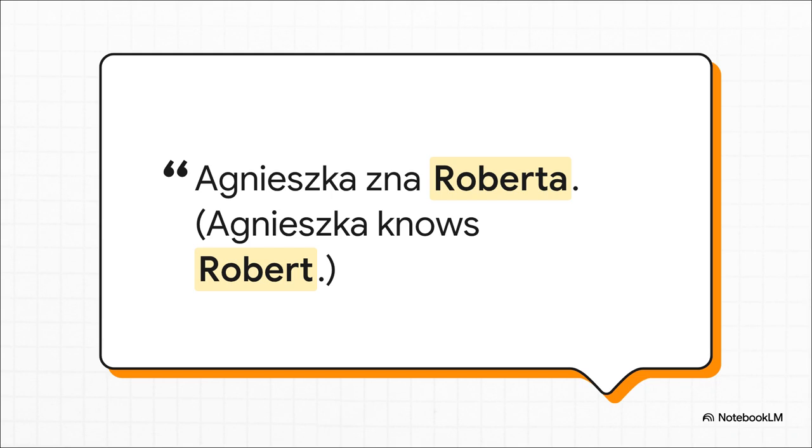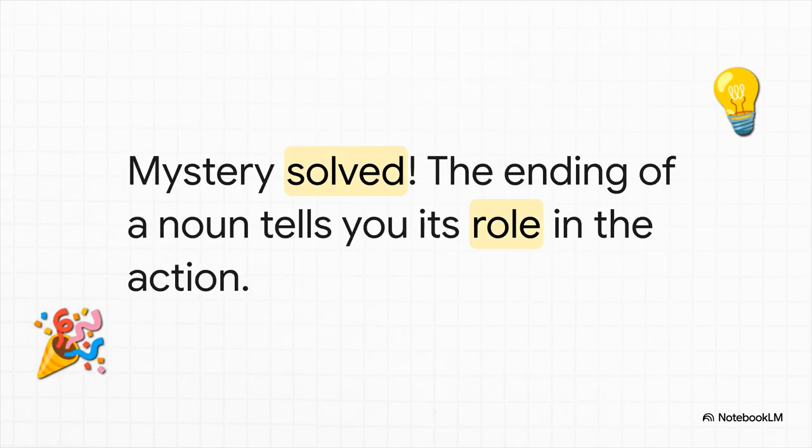Who is doing the knowing? Agnieszka is. She's the subject, so her name is in the nominative. But whom does she know? Robert. He is receiving the action. He's the direct object, and that's why his name has to change into the accusative form Roberta. And there you have it. Mystery solved. It wasn't a nickname, it wasn't a different guy.